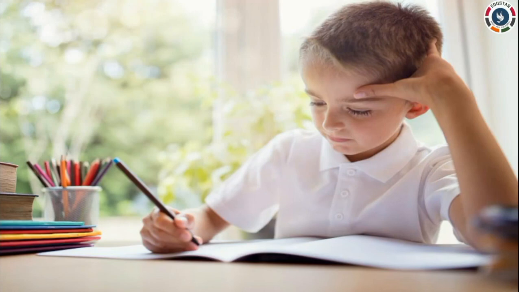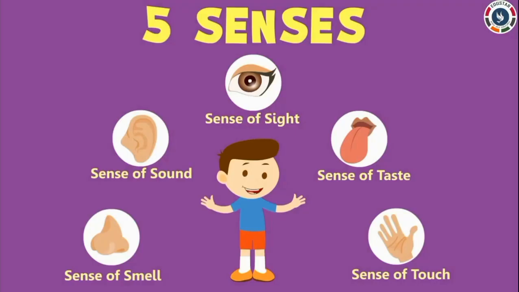Which part of the brain are we using for these actions? Cerebrum. Are you clear, students? The cerebrum also controls our sense organs. Can you say the sense organs? Yes, with the help of the cerebrum only, we can see, smell, feel, taste and hear.